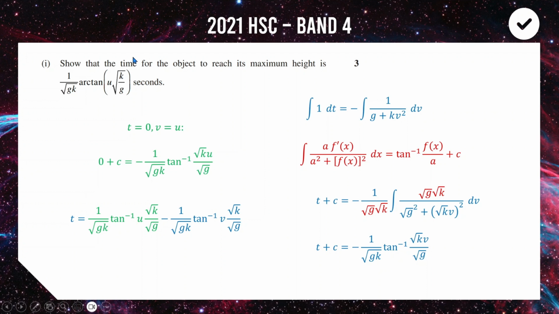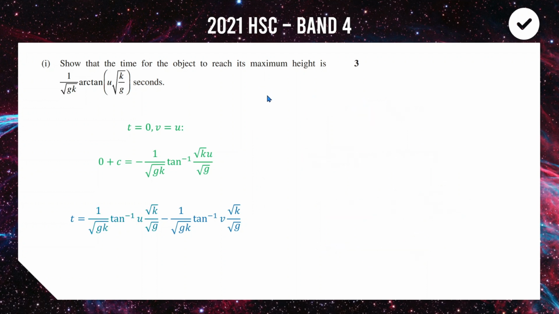Now to answer the question, we're trying to find the time it takes for it to reach its maximum height. If you've studied a bit of projectiles, you know that when a projectile reaches its maximum height, it's when it turns around and starts dropping. That's when its velocity is equal to 0. So we're just going to see what happens when v equals 0, which is when maximum height occurs for any projectile.